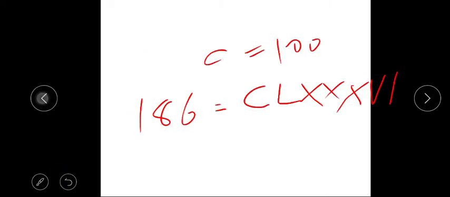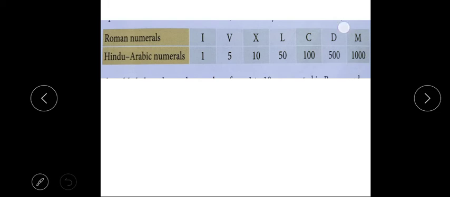Okay, then how do we write 400? We know that when we write CCC, it is 300. A symbol never repeats more than 3 times, so we cannot write 400 as four Cs. So we write 400 using the next greater symbol. The next greater symbol is 500, right? We just have to subtract 100 from 500.